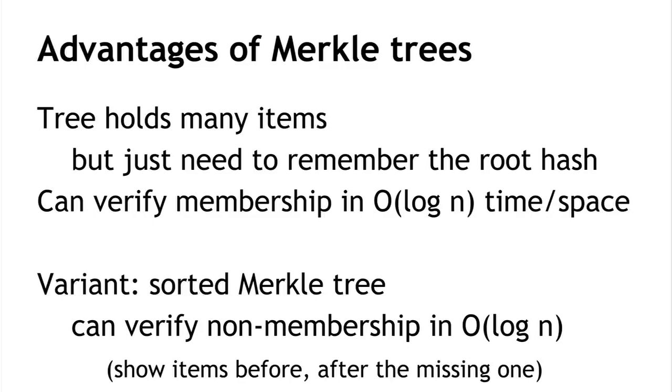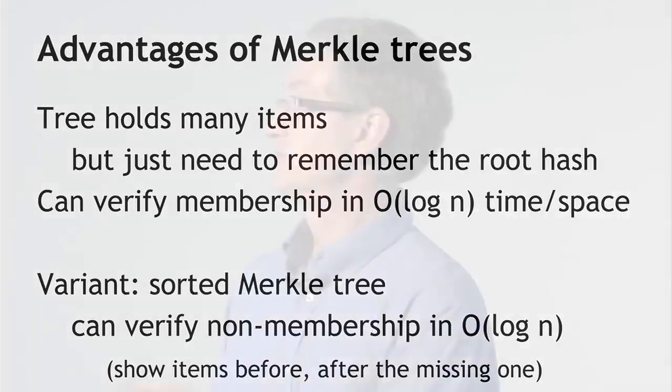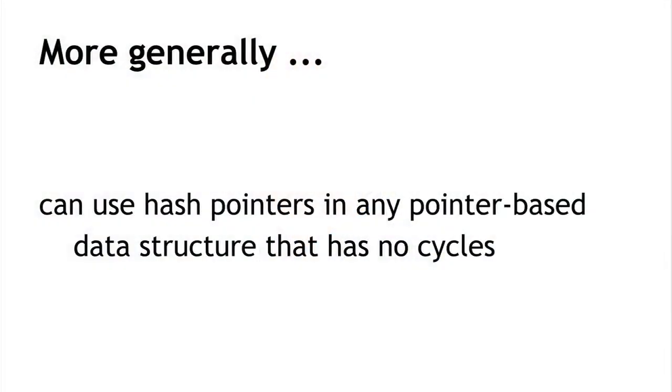And then we can say, look, both of these items are in the Merkle tree, they're consecutive, and therefore there's no space in between them. There's nothing in between them, and so the thing that we're trying to prove non-membership of can't be there. All right, so a Merkle tree is a binary search tree built with hash pointers. We can do logarithmic time membership proofs, non-membership proofs if we sort the tree, and it's very efficient. More generally, it turns out that we can use hash pointers in any pointer-based data structure, as long as the data structure doesn't have cycles.